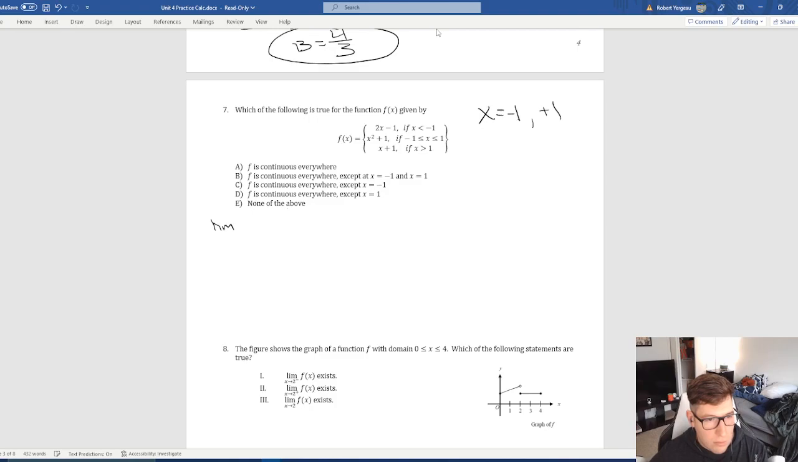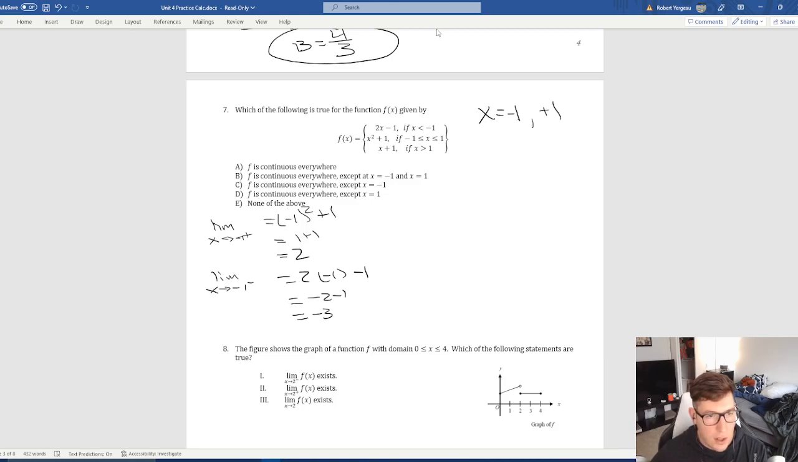The limit as x approaches -1 from the right, I'm actually greater than -1, which means that I should be using x squared plus 1. And so that's going to be equal to -1 squared plus 1, which is going to give me 1 plus 1, which is 2. Wonderful. Now the limit as x approaches -1 from the left, if I'm less than -1, I need to use 2x minus 1. So I'm going to have 2 times -1 minus 1. It's going to be -2 minus 1, which is going to give us -3.